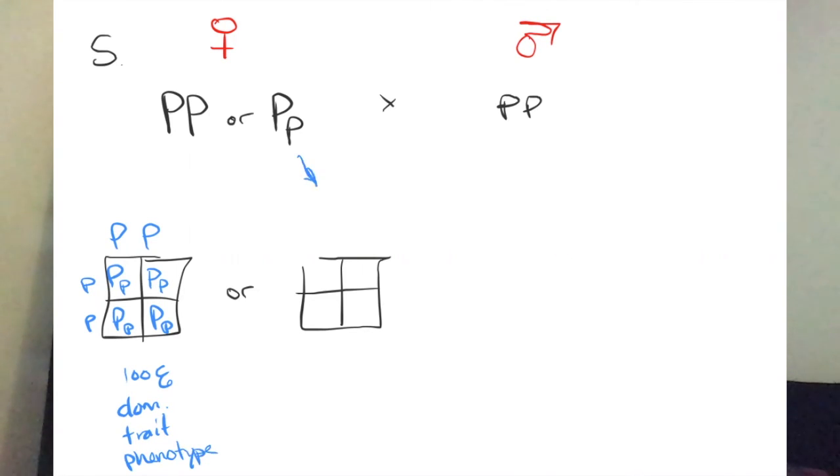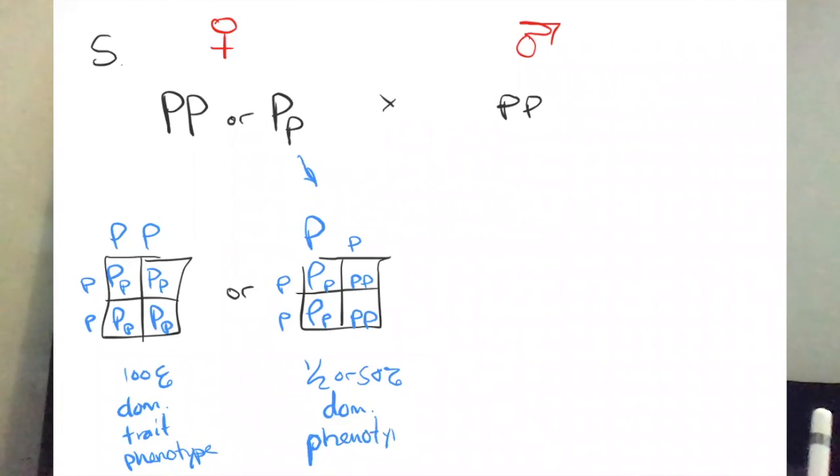Or we have this other condition, right? We have this guy where the female is heterozygous, and only half, or 50%, are showing the dominant phenotype. So, we have the difference there.